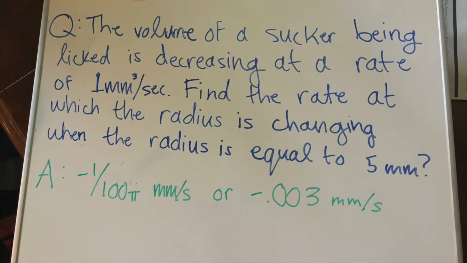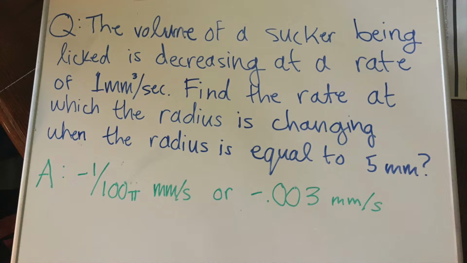Now let's do a couple practice problems. Here's the first one. The volume of a sucker being licked is decreasing at a rate of 1 millimeter cubed per second. Find the rate at which the radius is changing when the radius is equal to 5 millimeters.